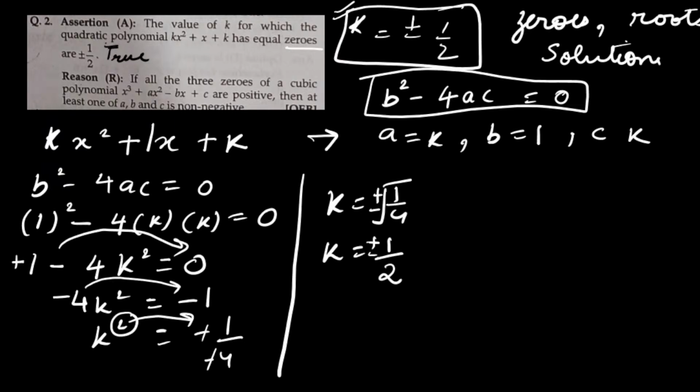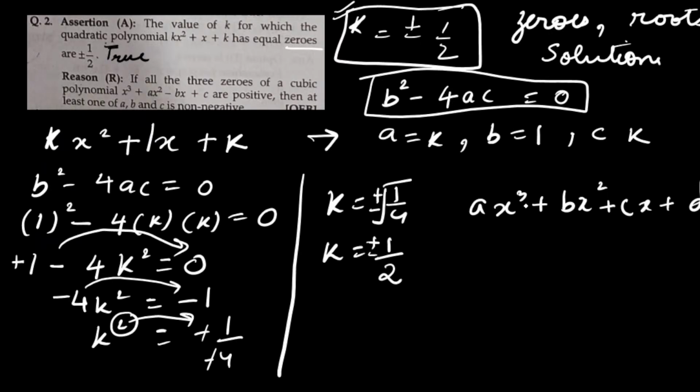Then the second reason we have to check. The reason they have mentioned: if all the zeros of a cubic polynomial are positive. If all the zeros are positive, then at least one of the coefficients... the cubic polynomial will look like this: ax cube plus bx square plus cx plus d. So the highest degree is cubic. The highest degree is 3 for a cubic polynomial.